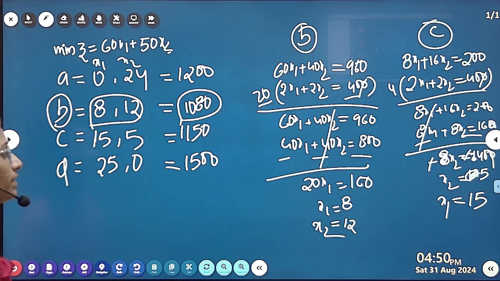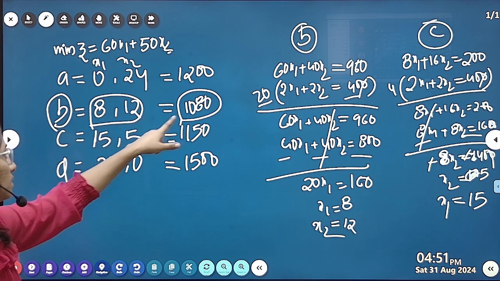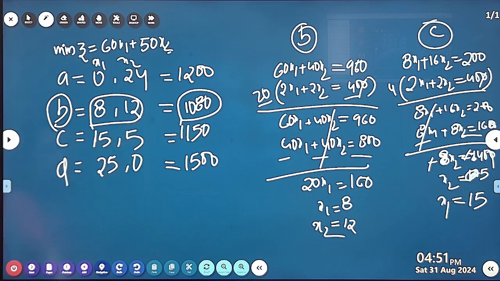Okay, is that clear to everyone? So this is the perfect graphical method question. Clear? Everyone noted? Write it down. As the question mentions, to minimize the cholesterol, we are choosing 1080, where the x1 and x2 points are 8, 12 at point B.